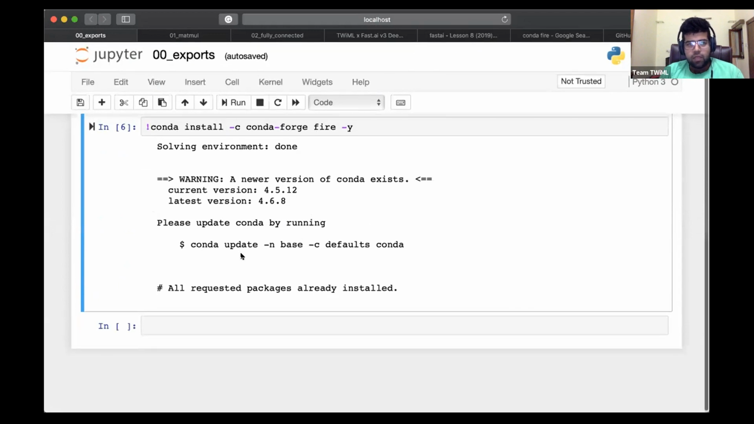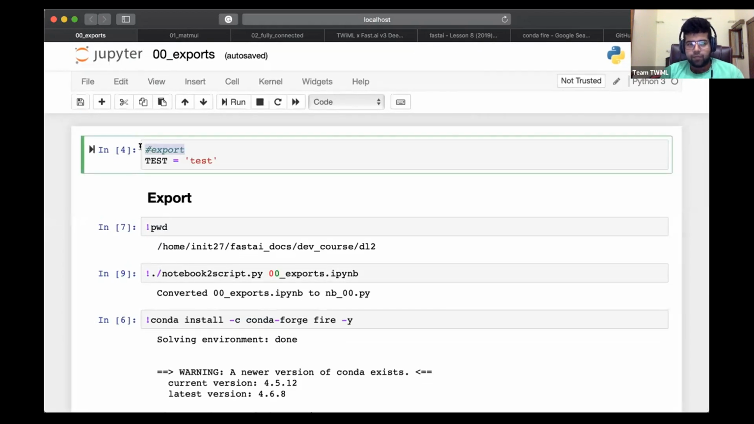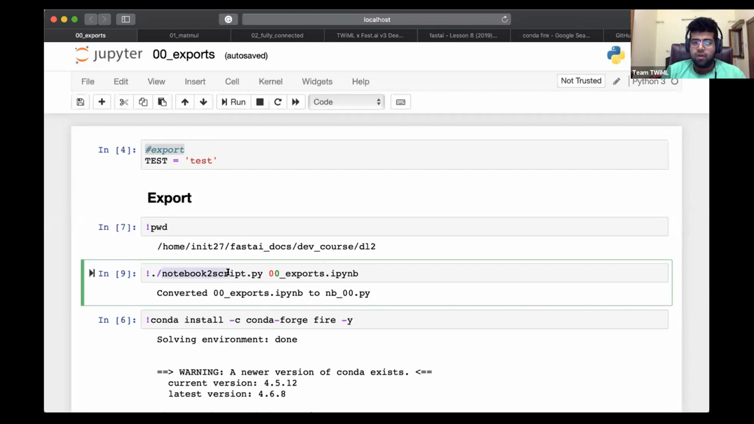So how that works is you mark your cells with hash export. And I believe this might have been Jeremy's approach, where he would have experimented inside of a notebook, and whatever cells at the end he concluded would have been useful for the library would have been marked with a hash export, and the script called notebook2script.py would convert it essentially into a .py file. And it took Sylvain about 3 hours to concatenate all of these into the Fast.ai library. So that's how I believe the Fast.ai library was created.